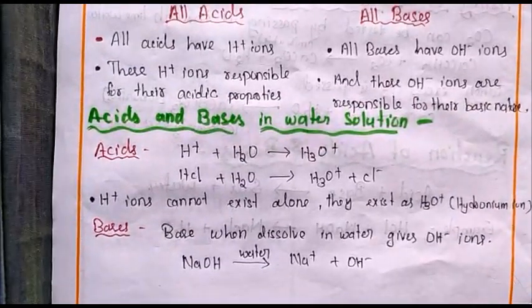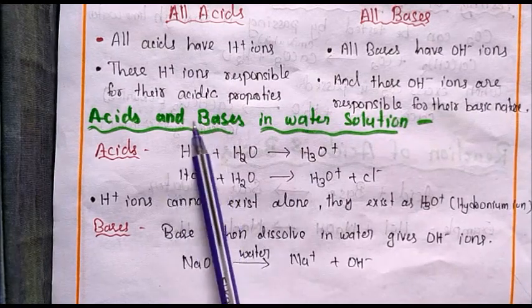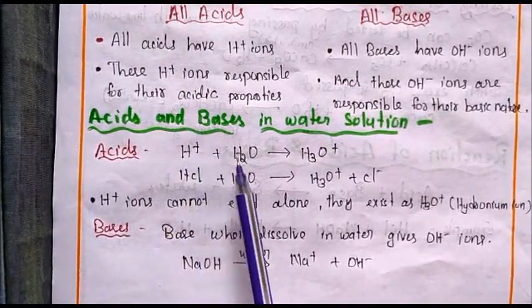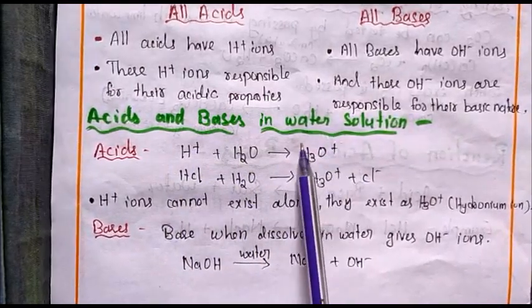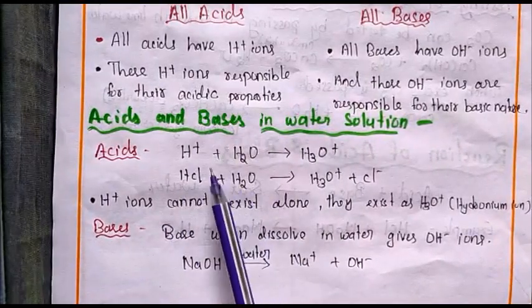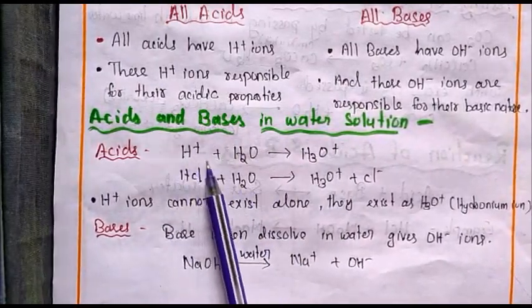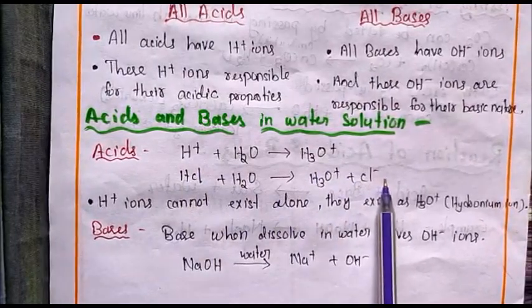Now, acid and base in water solution. What happens when acid and base are in water solution? We know in acid there is H+ ion, plus water, it will produce H3O+ ion. This is your hydronium ion. HCl plus H2O. In HCl there is H+ ion. It produces hydronium ion H3O+ plus Cl- ion.